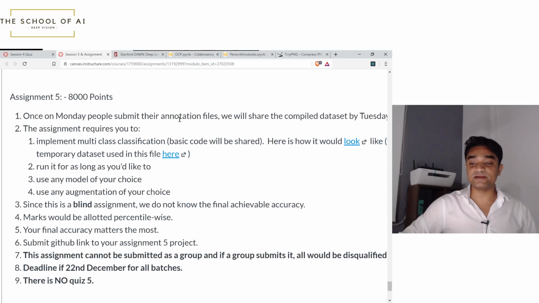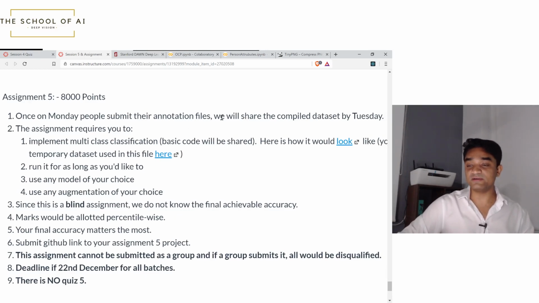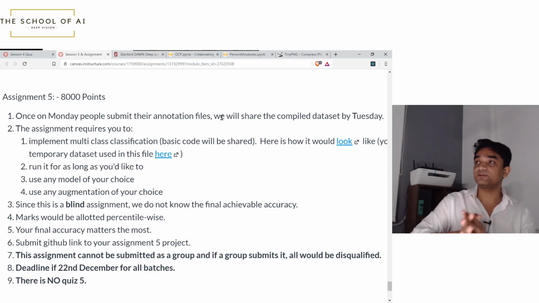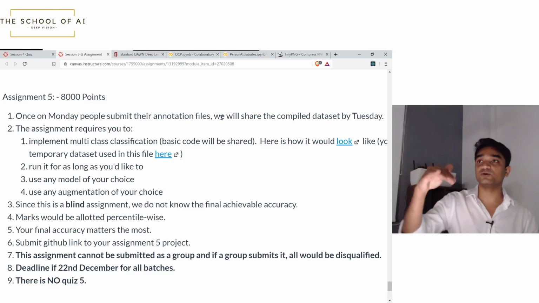Okay, the actual assignment. Once people submit their annotation files on Monday, I'm hoping you're submitting it already or annotating it already. Make sure that you're clicking save also, because some people are reporting that after doing the whole annotation, when they click save it's not helping. I will combine the files and share them back with you on Tuesday. I'm going to upload it somewhere and you're going to use that link to download in your code, and you can directly process that.